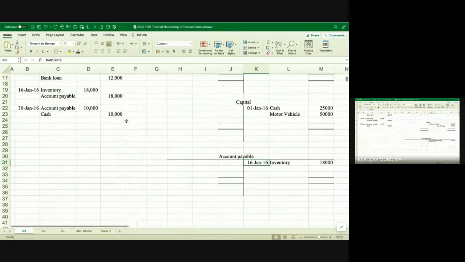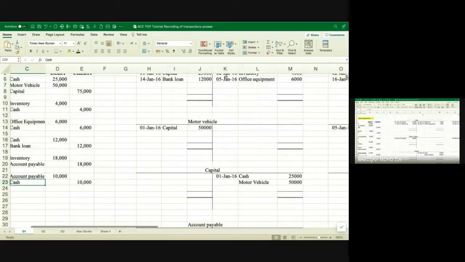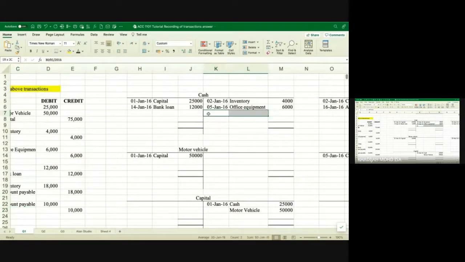And the final one is that you have debit your accounts payable and credit your cash. So accounts payable, you are going to debit your accounts payable, and then you're going to credit your cash. Where's your cash? Look into your cash. Then you write down cash. What you pay for your accounts payable of 10,000.